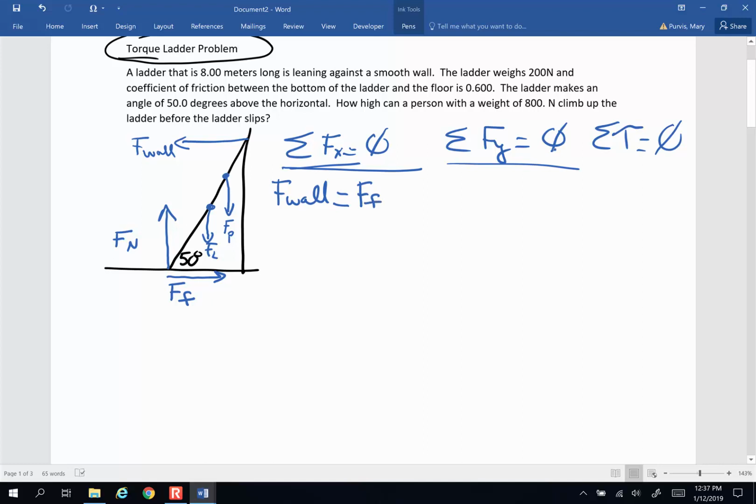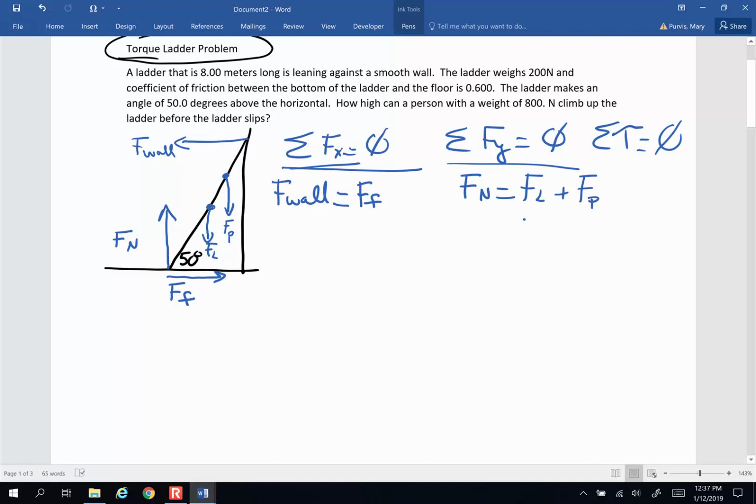The sum of the forces in the y direction, I have one force up, the normal force, and the normal force is going to be equal to the force of the ladder. This is actually the weight of the ladder plus the weight of the person. And I'm just giving them different subscripts so I can keep ladder and person slightly separated.